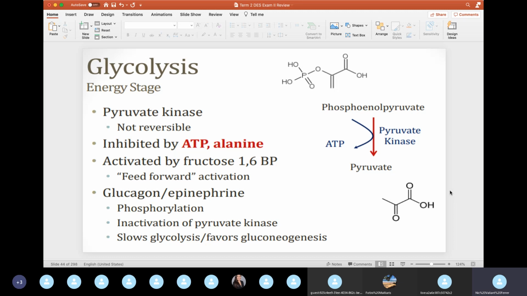Anything so far with glycolysis? So how many ATPs am I going to invest in glycolysis? 2. Okay. How many net ATP am I going to get in glycolysis? 2. Okay. So we're good so far for this.